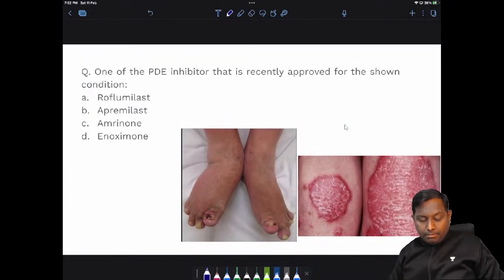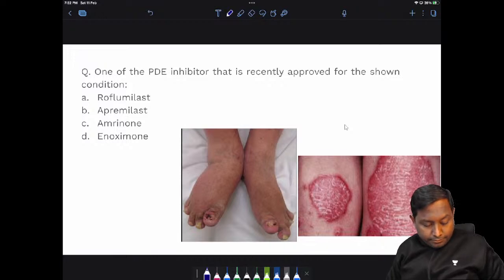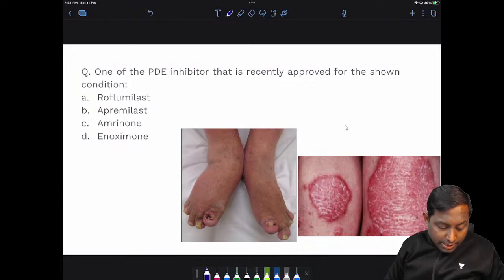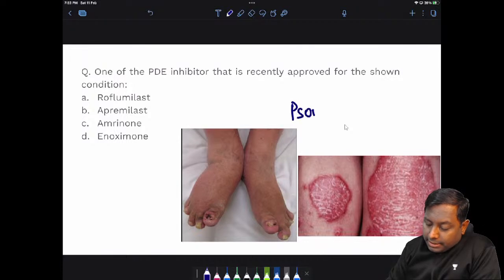I think this drug is itself telling a lot of information. It is telling a lot of information in itself. First tell me the diagnosis, then you will be able to answer comfortably. What's the diagnosis? Psoriasis, right? The diagnosis here is psoriasis. As I said, silver patchy skin, silver scaly lesion, right?